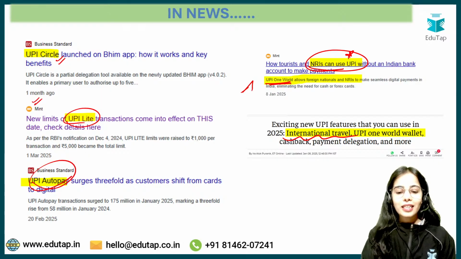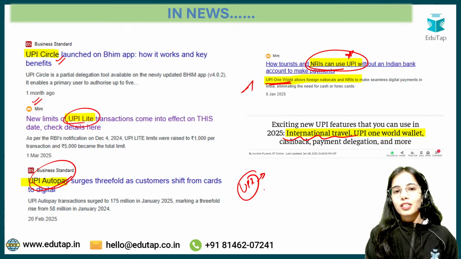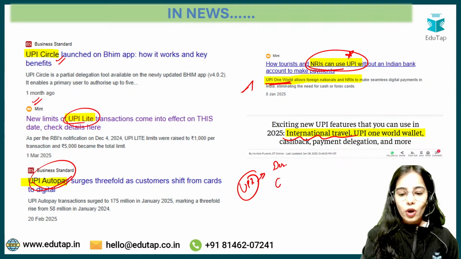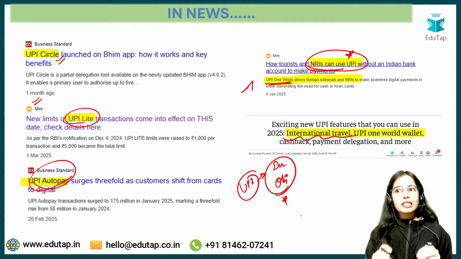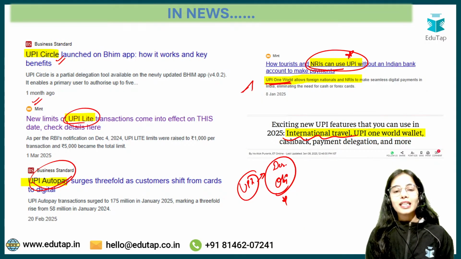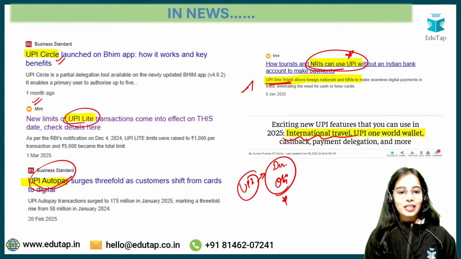And you can understand that UPI is always a favorite topic for RBI to ask questions in the descriptive and objective part of the examination. So today we will have a detailed understanding, as well as understand how you can write the answer if a question comes on the innovation of UPI. So let's get started without any delay.